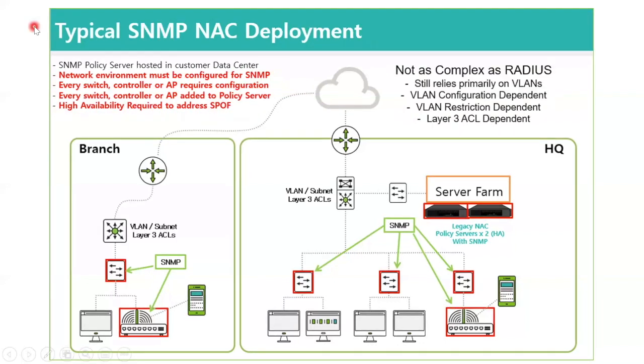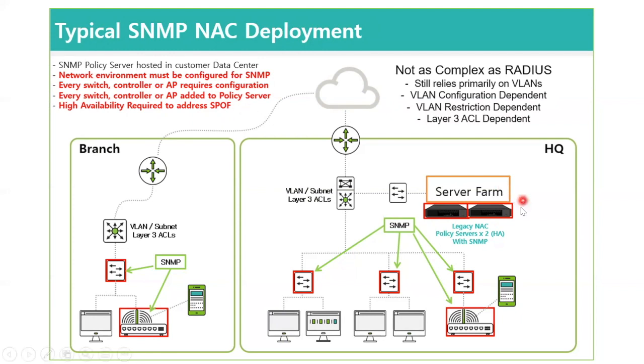Another popular architecture is SNMP to implement NAC. There's going to be some commonality between SNMP and Radius. You have to have SNMP capable devices. Those are more predominant than Radius capable devices, but still a consideration. And then some of the other things we talked about for Radius are still true. You still have to configure all those devices. You still have to add all those devices to your policy server. And you typically still have to configure high availability because you have a single point of failure.